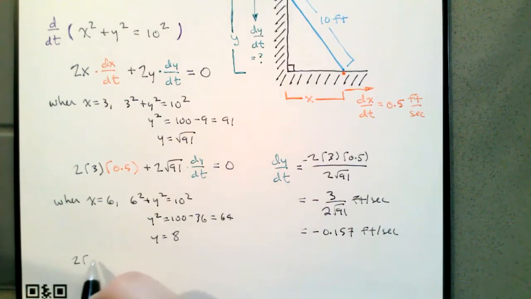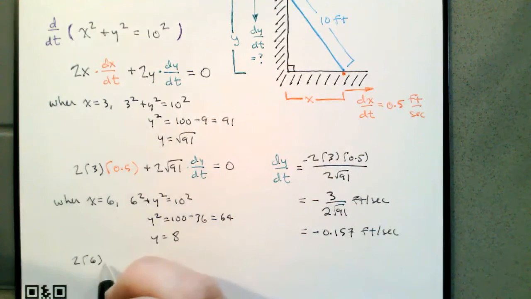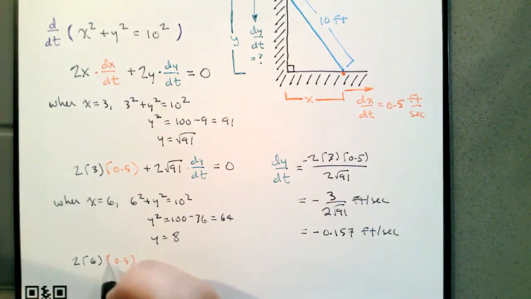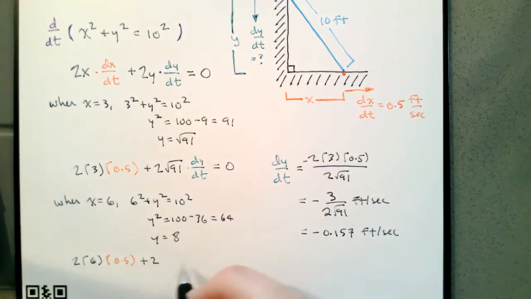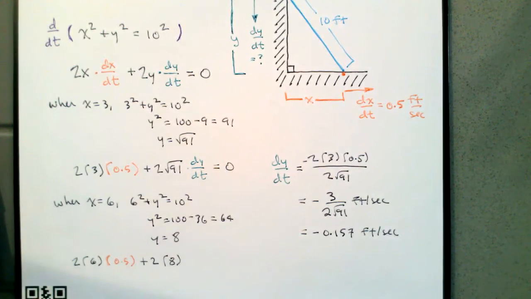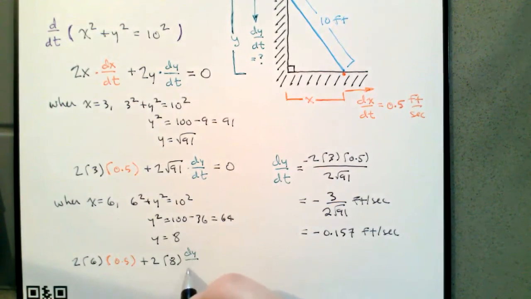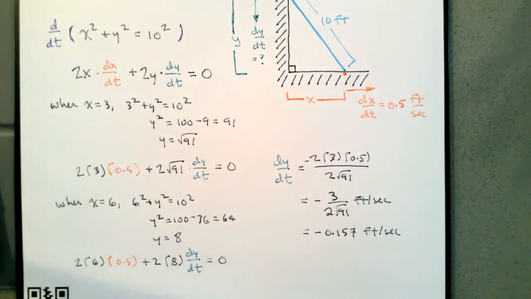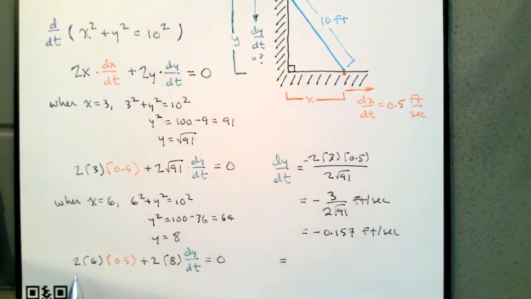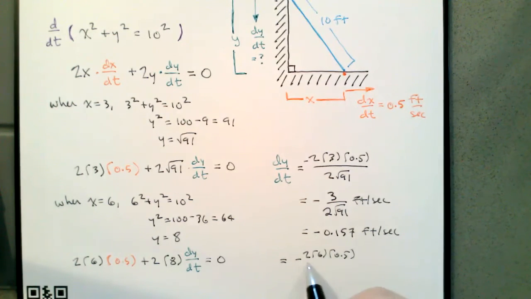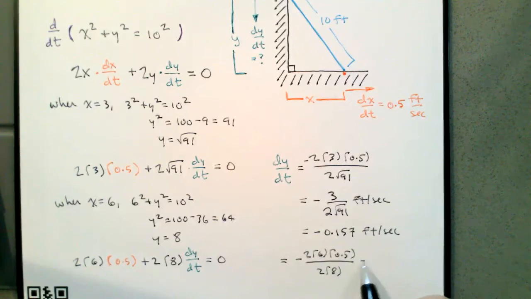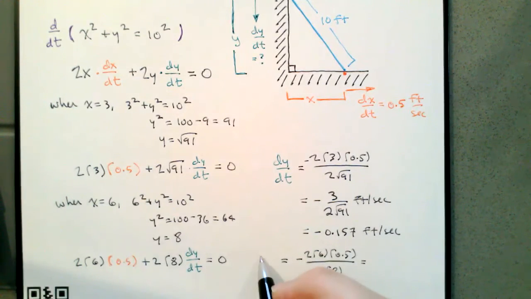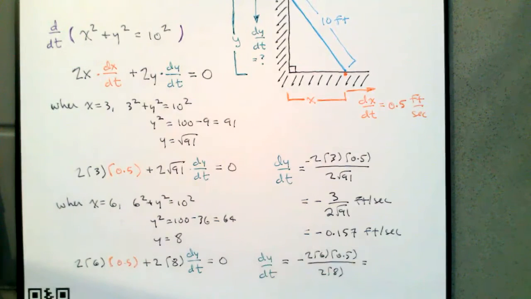We'll have 2 times x is 6 times 0.5 dx dt plus 2 times 8 times dy dt, and so dy dt will be negative 2 times 6 times 0.5 divided by 2 times 8. So we'll get 3/8.